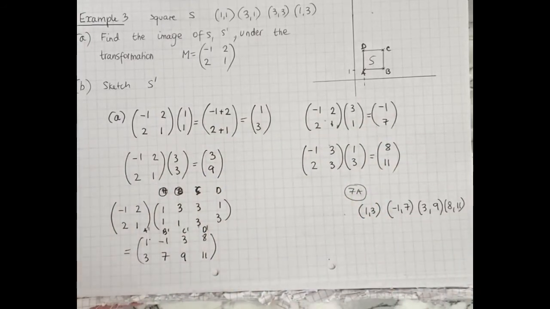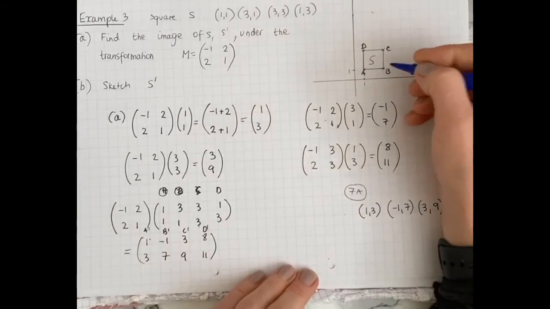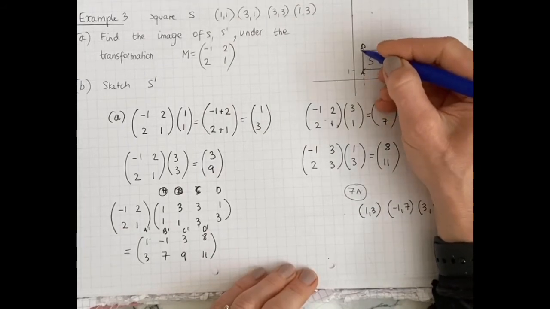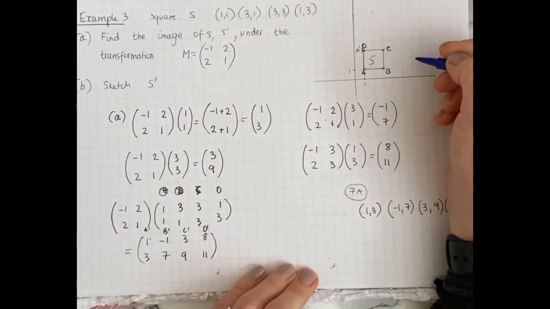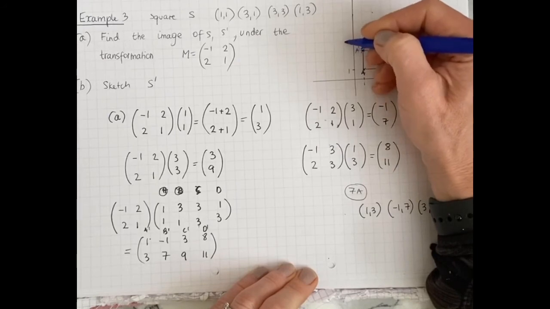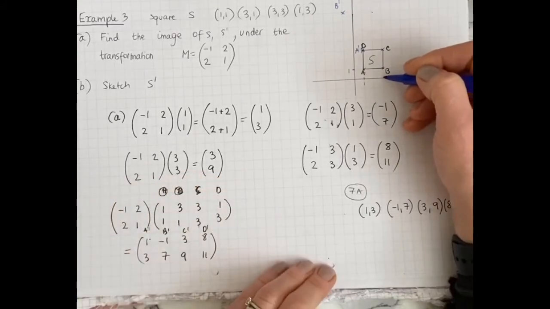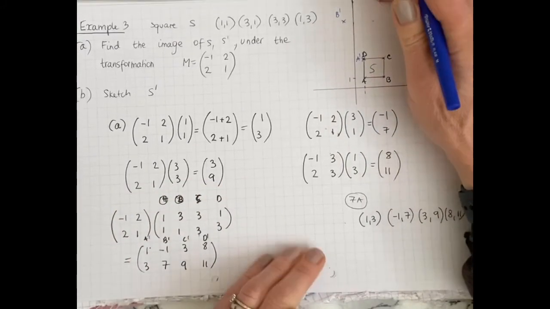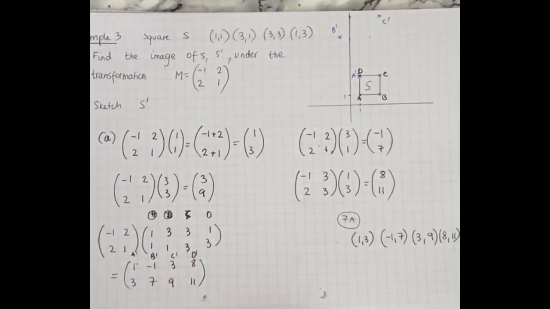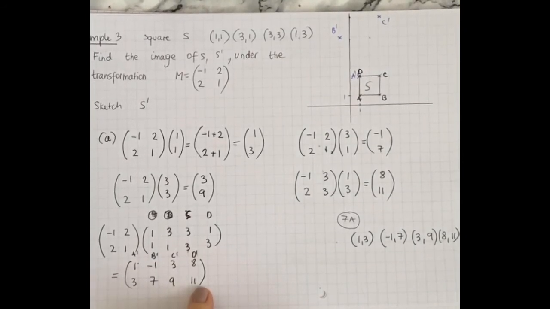Okay, so let's take those points and plot them. So the first point is 1, 3. So 1 across, 3 up. So this is A dash, which coincides with our point D. Then you've got minus 1, 7. So it's 1, 2, 3, 4, 5, 6, 7. That would be B dash. Then you've got 3, 9. So that's going to go over here. Okay, so the next point is going to be our point D, which is 8 across, 11 up. That won't make as much sense.